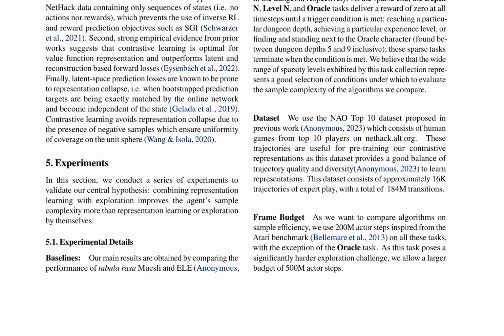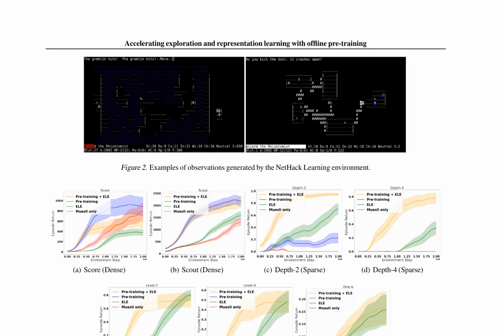it has been shown to outperform latent space or reconstruction-based objectives. The authors investigate the effectiveness of offline pre-training in accelerating exploration and representation learning in the NetHack learning environment. This environment generates complex observations, as showcased in Figure 2, which presents examples of tasks that require efficient exploration and representation learning.